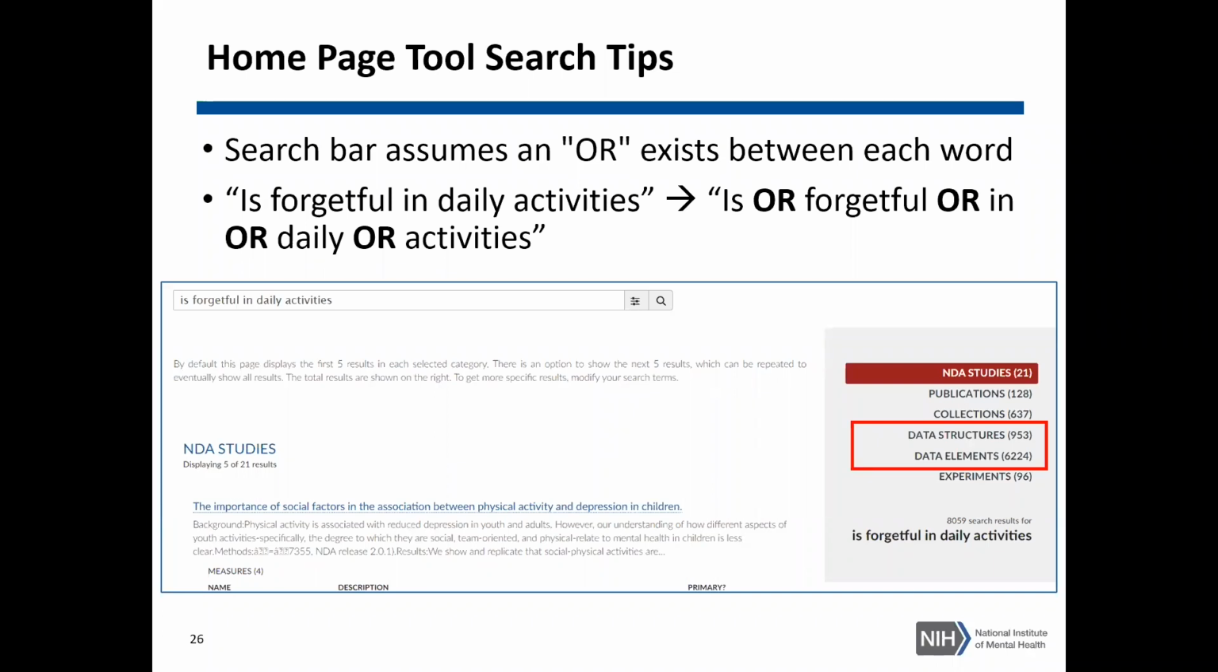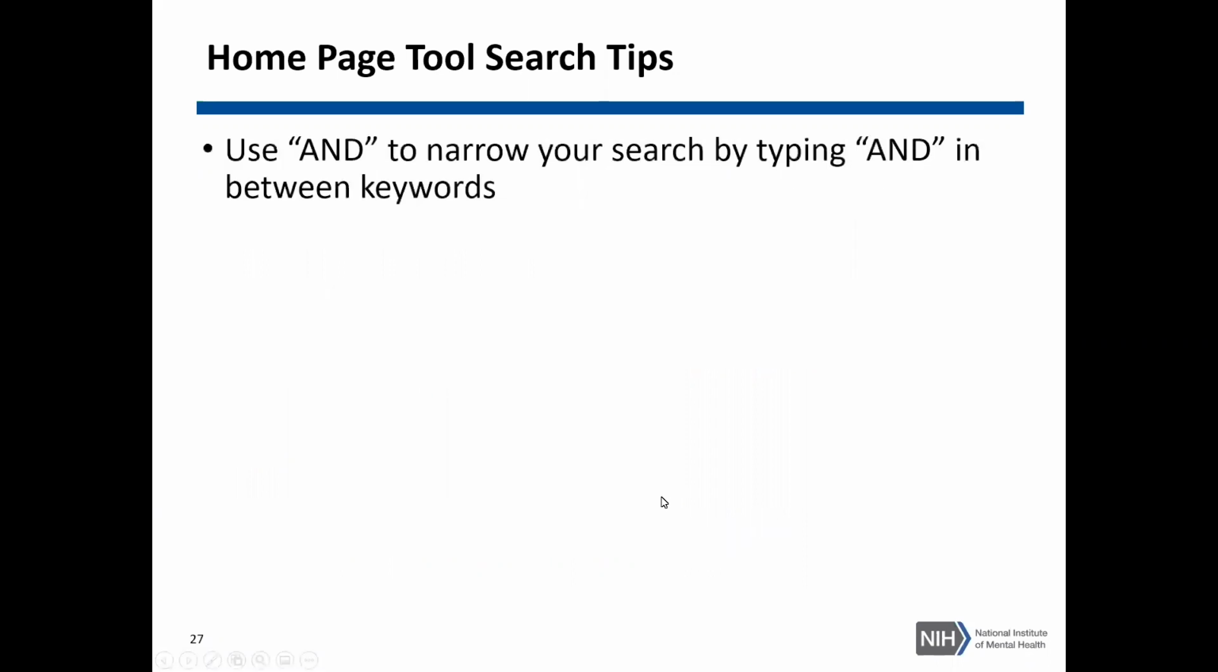So when we put this in the search bar, we come up with 8,000 results. 6,000 of those results are data elements, and so that's just a lot to sift through. So to narrow down your search, we suggest using AND in between keywords instead of searching for the entire phrase.